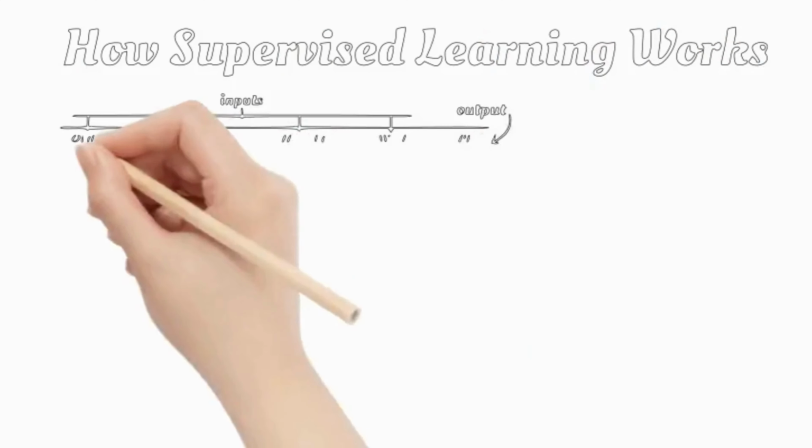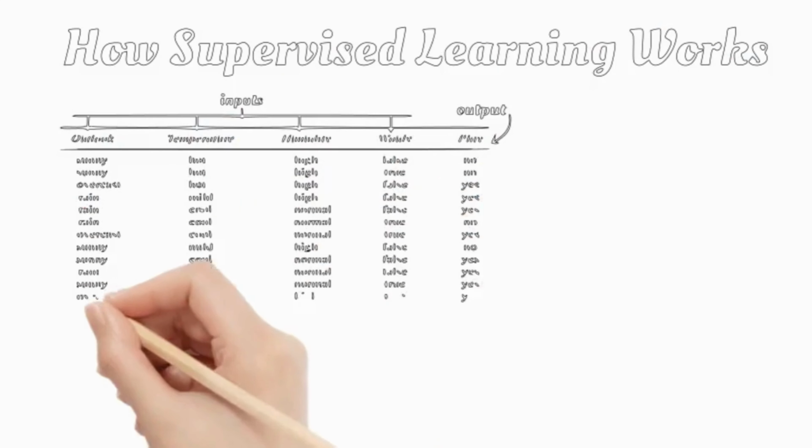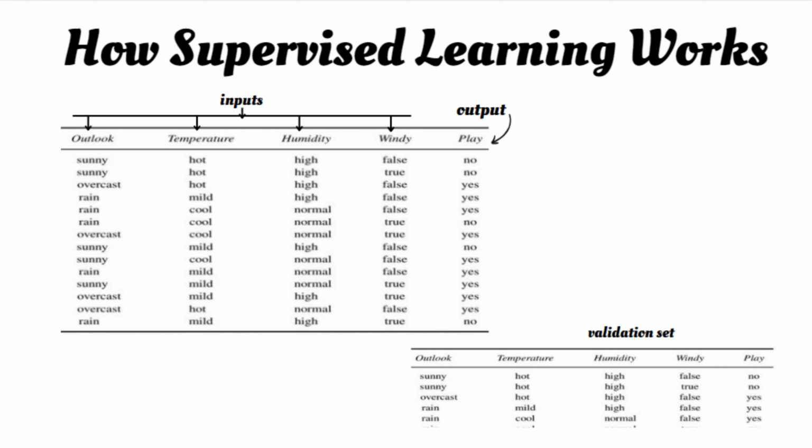So how does supervised learning actually work? The process starts with a labeled dataset, where each example in the dataset has an input and a known output. The model is trained on this data, learning the patterns that link inputs to outputs. Once the training process is complete, the model is tested on a separate set of data called the validation set. This helps us evaluate how well the model has learned and how accurately it can predict outcomes.